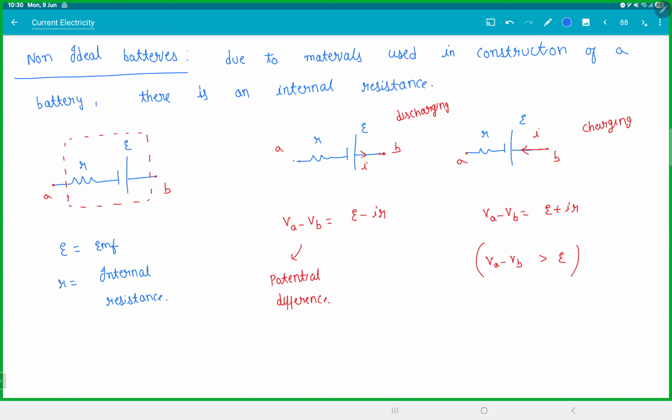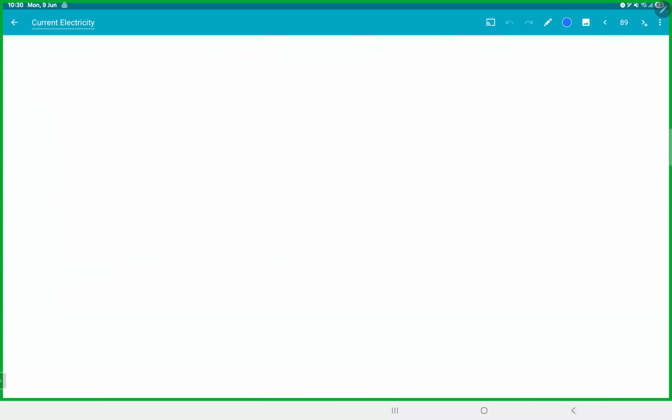Have a look at this. So let me show you an example. All clear with this page? Let's say you have a battery 2 volt, which has an internal resistance 1 ohm. You take this and connect this to a 3 ohm resistor. So this whole package here is your battery. And this is your potential difference.